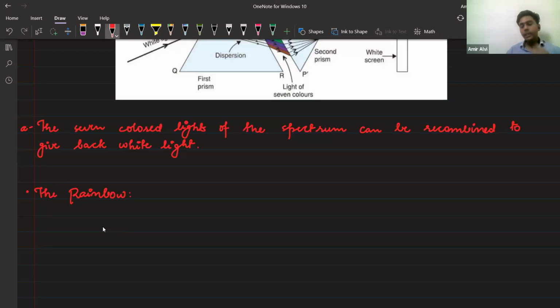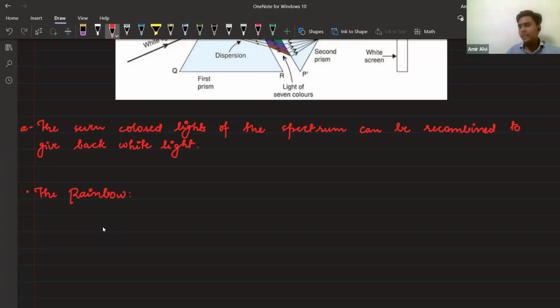Okay, so basically, in this case, the water droplets act as which kind of thing? Prism. Okay, Junaid? So basically, the water droplets suspended in the air after the rain act as tiny prisms, and each water droplet disperses the light. That's why we see a rainbow in real life.